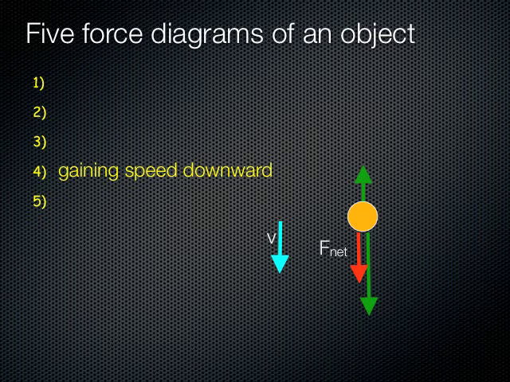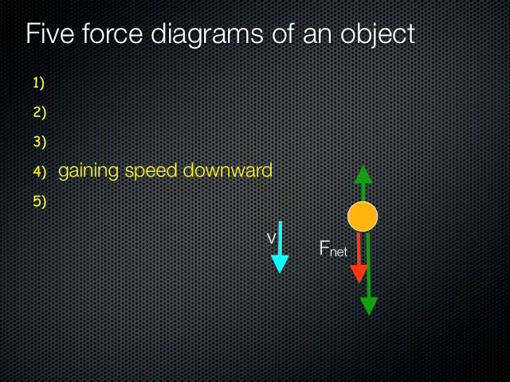Notice this force diagram is identical to the force diagram in the previous slide from number 3. Identical force diagram. In 3, the force diagram represented velocity up. In 4, this force diagram is representing a velocity down. In 3, the identical force diagram was about slowing. In this 4, this identical force diagram is about gaining speed.